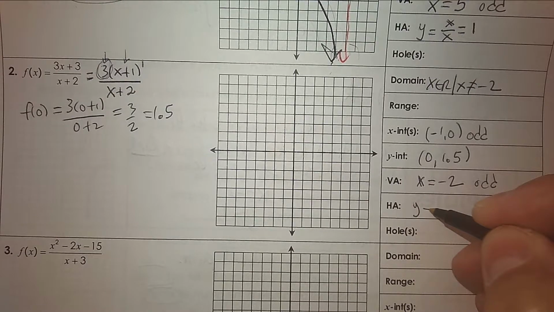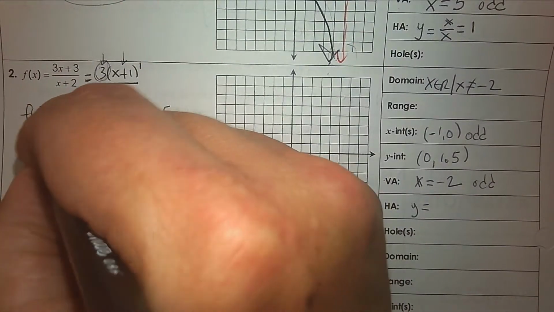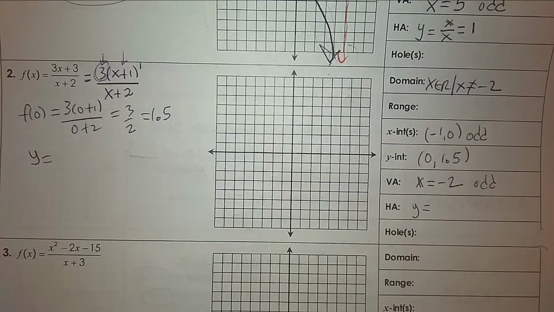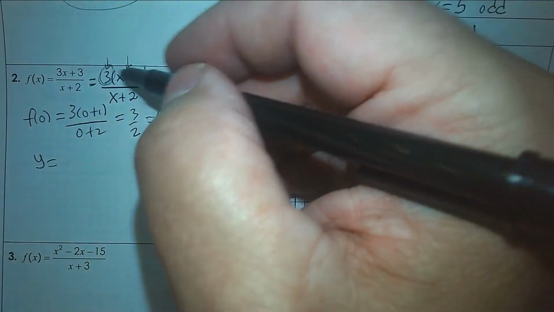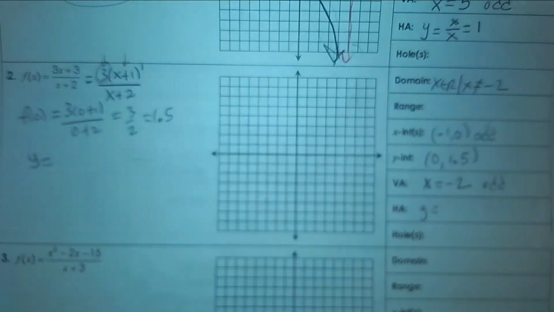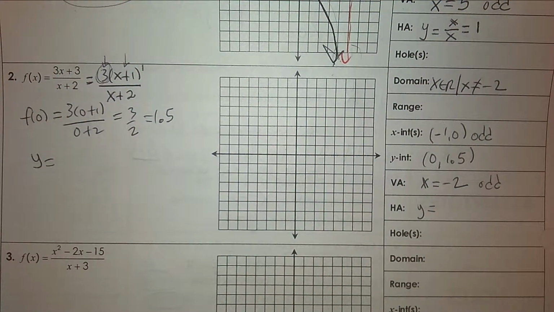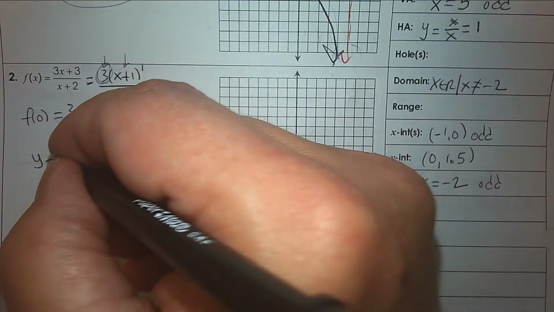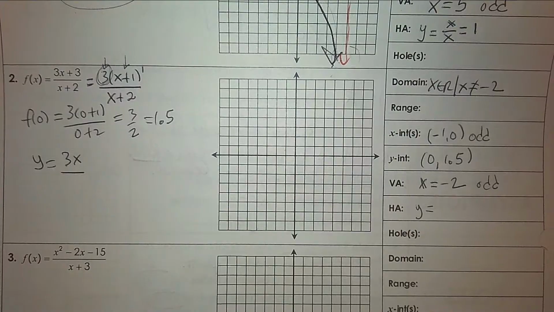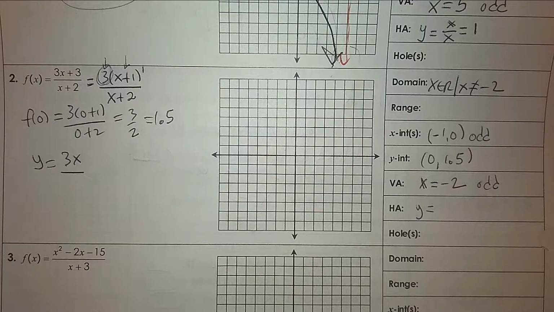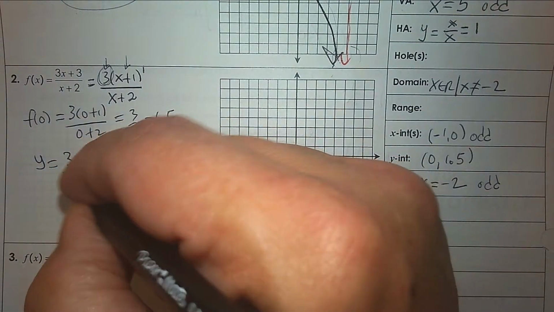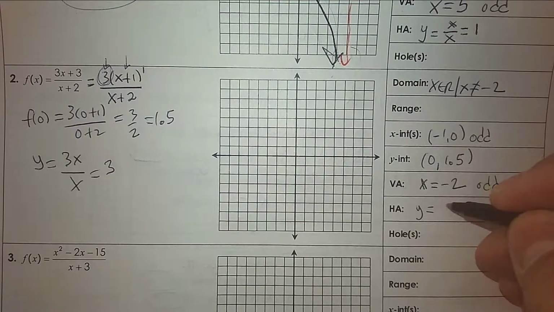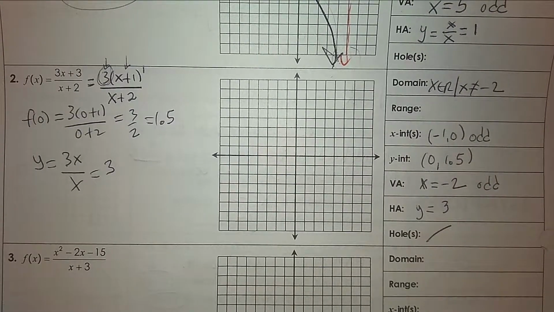I go power over power. So what's the power term on top? And to find the power term, it's not the factored form, but the expanded. So what's the term with the biggest exponent? 3x. That's right. 3x, and the 3 matters. What's the power term on the bottom? X. So when you divide, what am I left with? 3. So the horizontal asymptote is where? At 3. Excellent. Now we're going to start graphing.